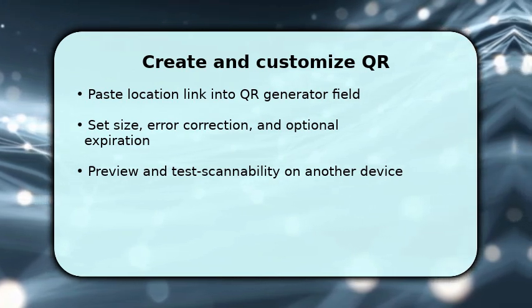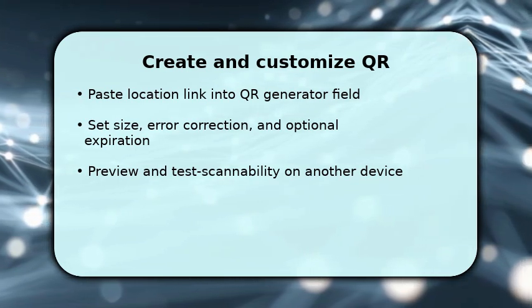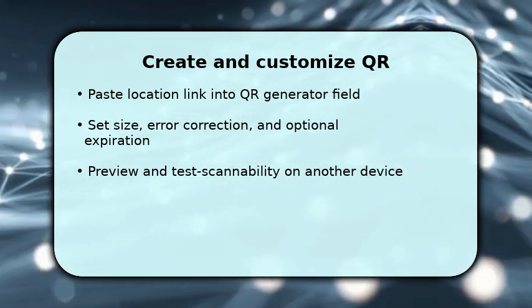Next, choose image size and format. PNG often works best for messaging and printing. Once configured, generate the QR and immediately preview it on your screen.